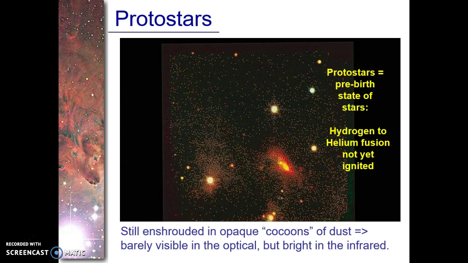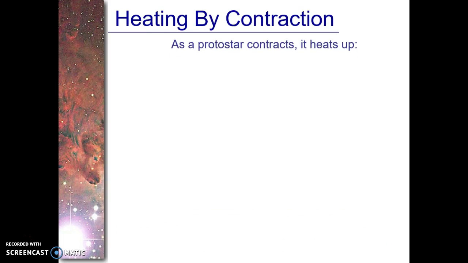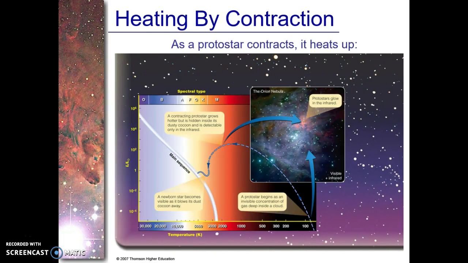It's surrounded by all of this dust, so you can't really see it if you looked at it through visible light, but if you looked at it through an infrared detector, you would be able to see it. So it's the pre-birth state of stars, and it forms deep inside of these dusty cocoons, not directly visible at visible wavelengths. It begins as a cloud of dust, and as the protostar contracts, it starts to heat up.